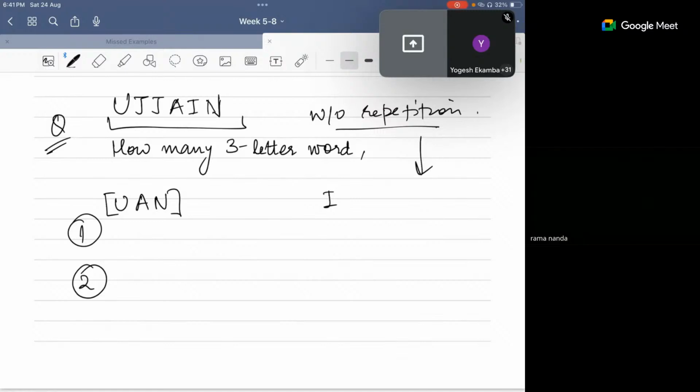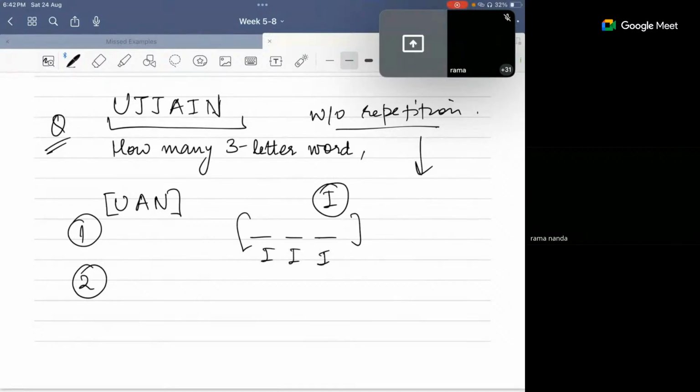How will the first case be then? Because the word starts with I, so UAN we can't take it, right? No, it's not that it starts with I; I should be one of the letters. I can be here, here, or here. If you have to arrange I, it can be placed in 3 ways, 3P1.